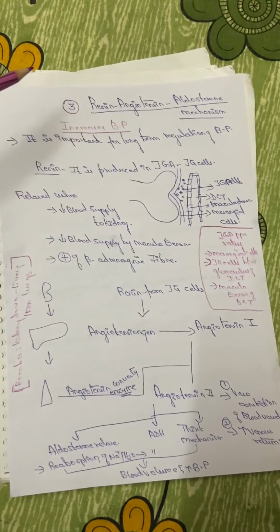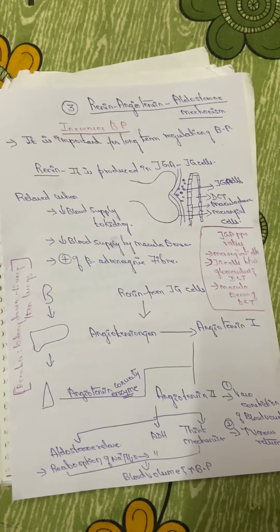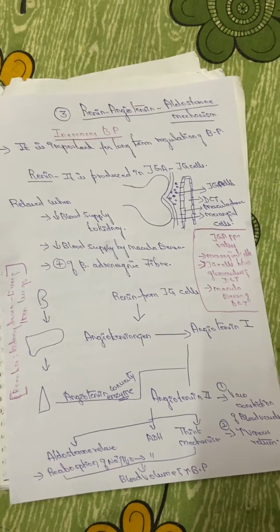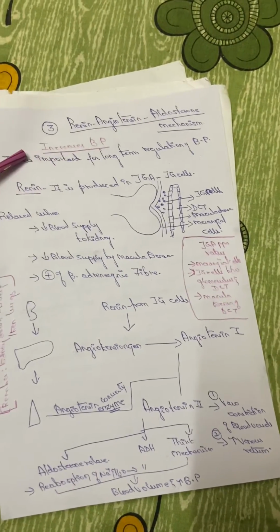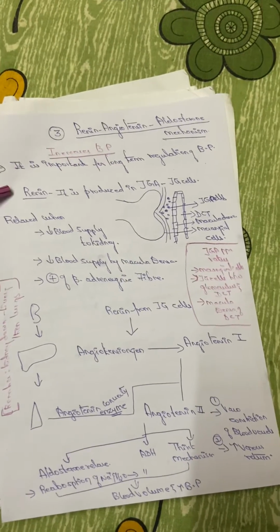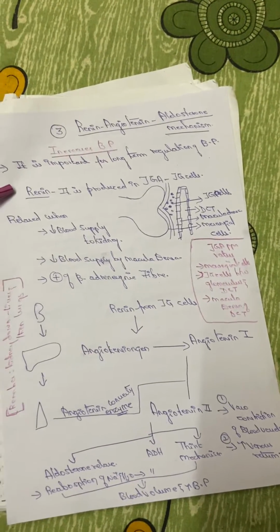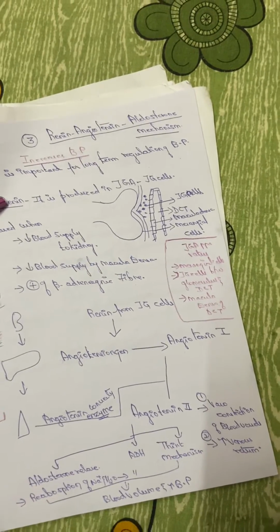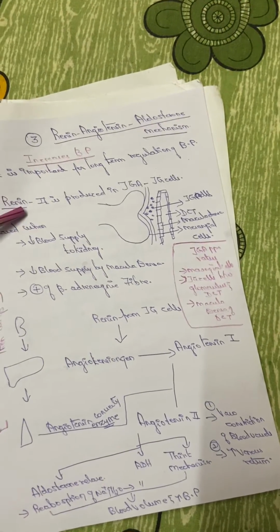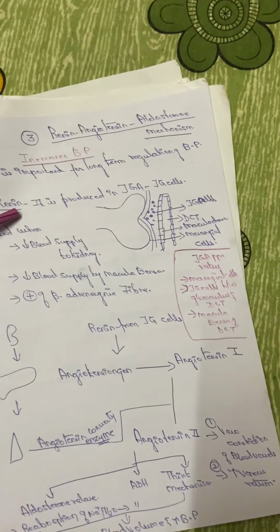Hello friends, in today's class we are going to see about the renin-angiotensin and the aldosterone mechanism. So what is the purpose of this mechanism? It increases the blood pressure. It is important for the long-term regulation of BP. So what is renin and where is it released from? It is released from the JG cells of the juxtaglomerular apparatus.